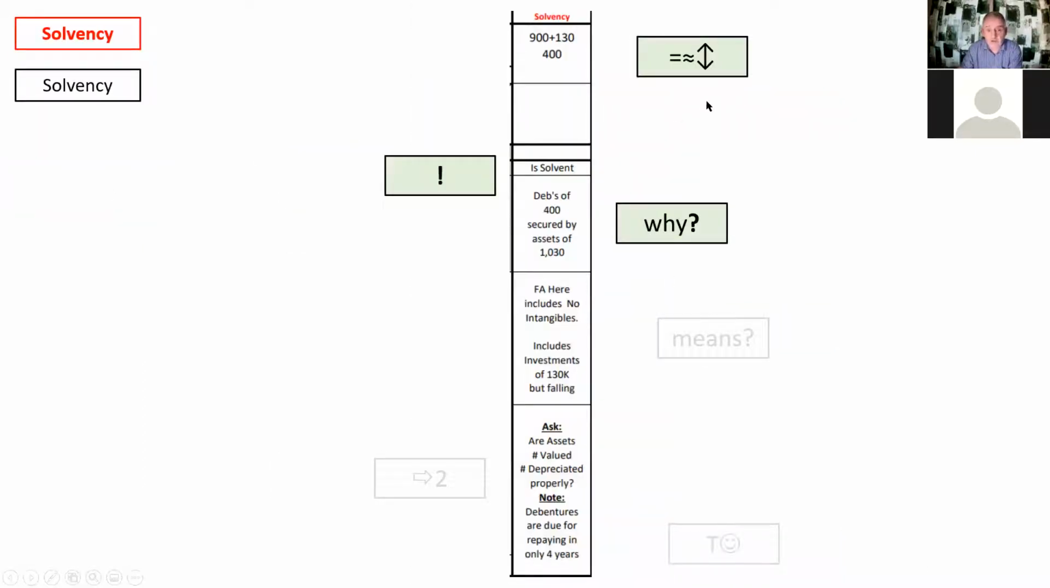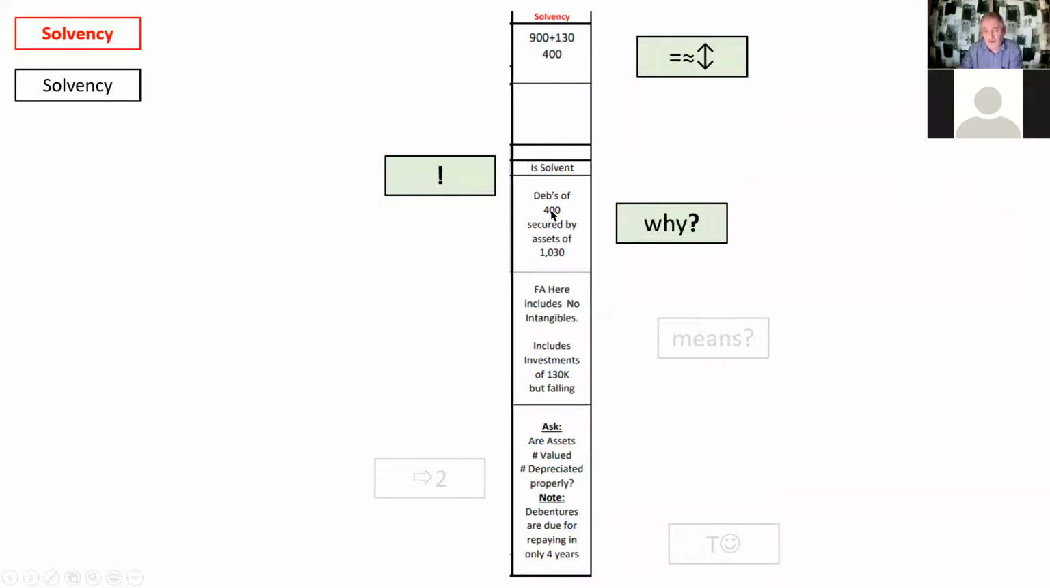We can do the same thing with solvency. We've got the tangible fixed assets and the investments, and we've got the debentures. Debentures of 400 are secured by assets of 1,030. Okay, that's just a statement of fact. The firm is solvent. Why? Because our debentures of 400 are secured by assets of 1,030.